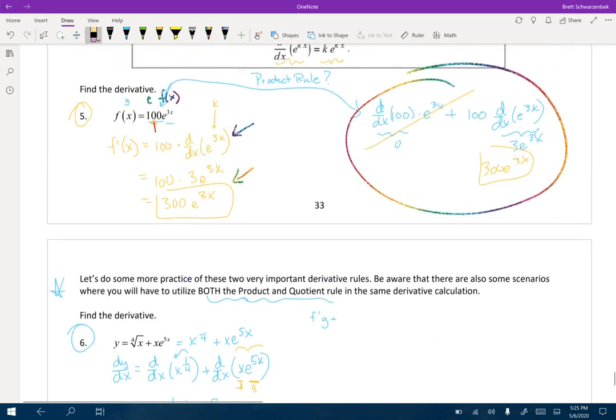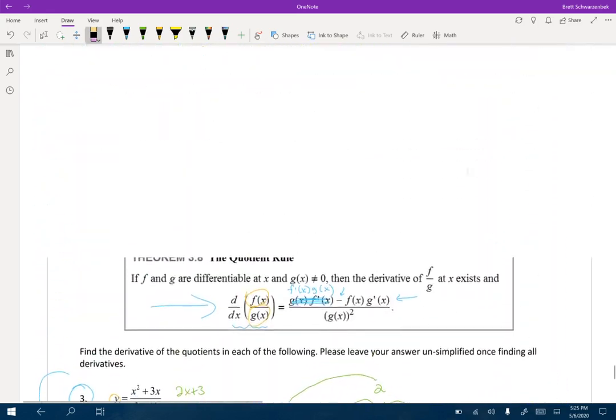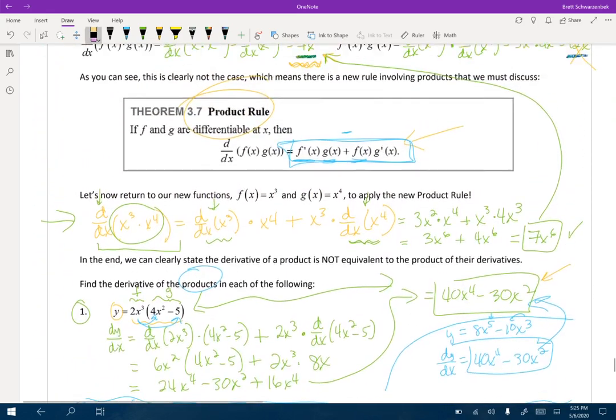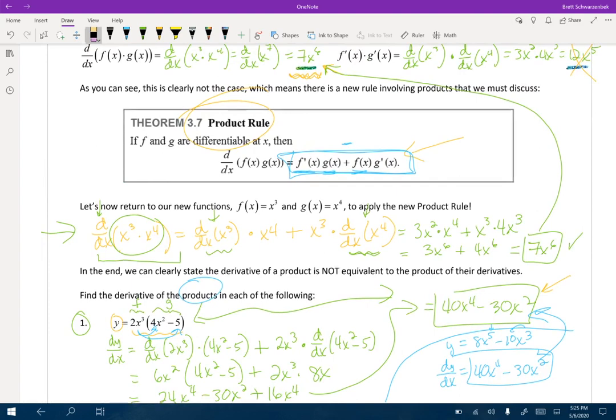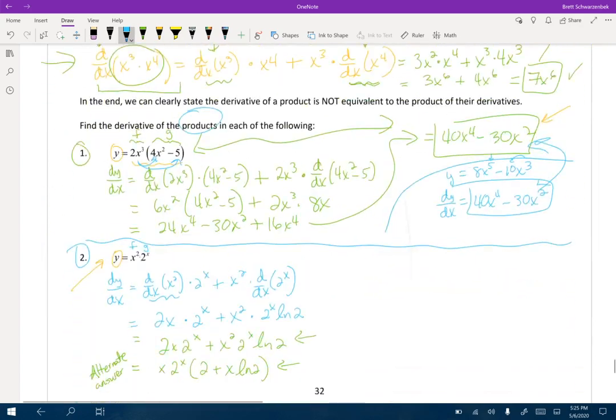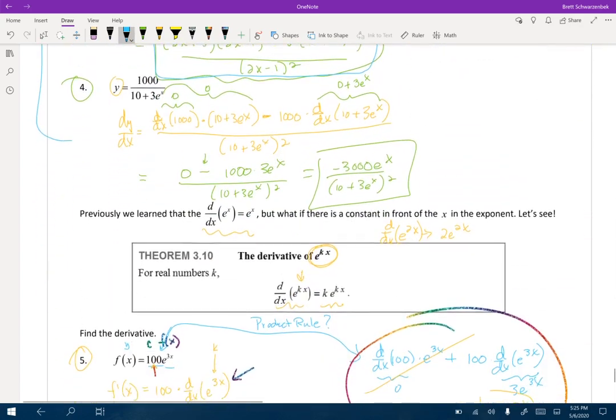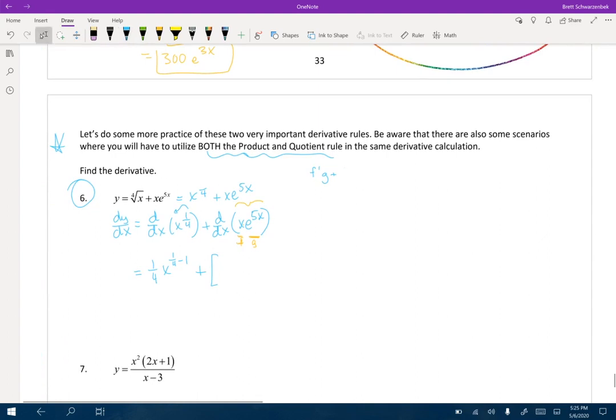I'm going to do a shortcut version of it, right? So I'm going to leave out the x's for this. I'm going to do f prime g plus f g prime, just to make it super quick. Just to make life a little easier so we don't have to write out the x's. And that's fine. So what do we get?